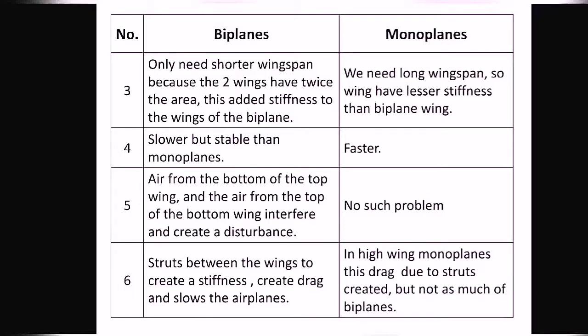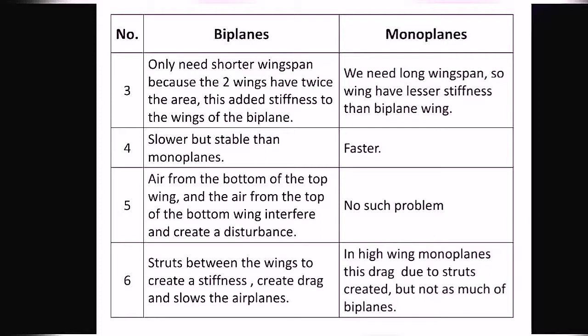Biplanes are slower, but monoplanes are faster than biplanes. But even though it is slower, biplanes are more stable than monoplanes. We all know that at the top of the wing there is always lower pressure, at the bottom of the wing always higher pressure. But in this biplane, it has a place between the top and the bottom wing, right?